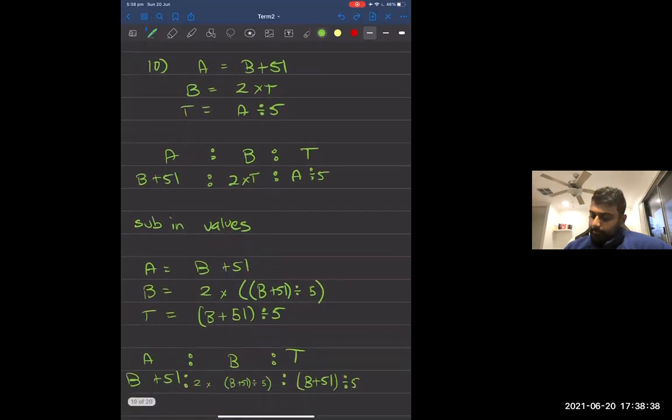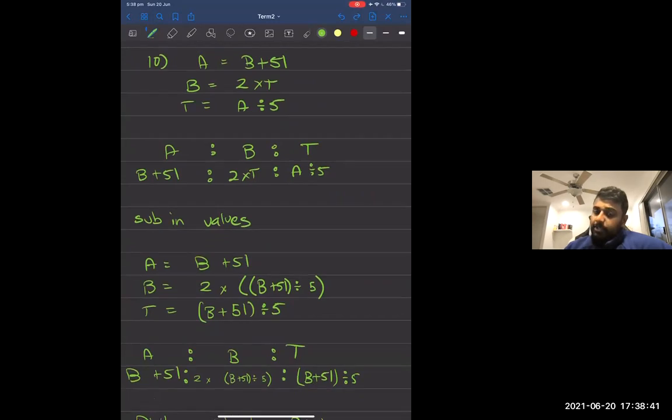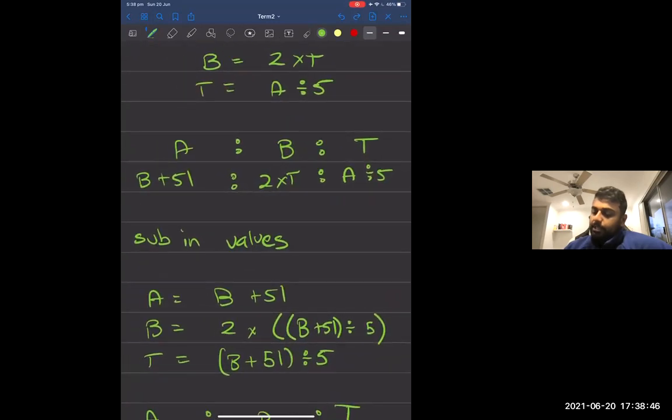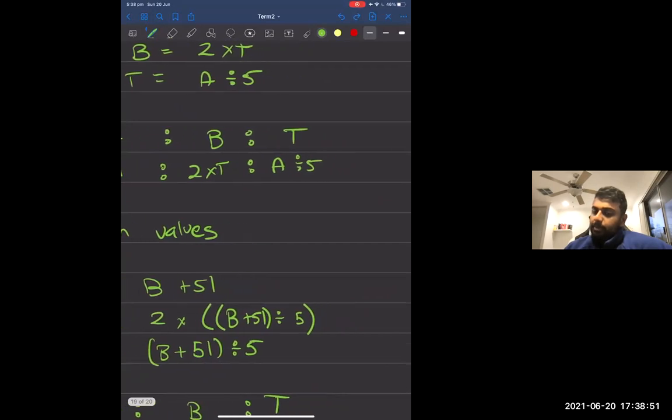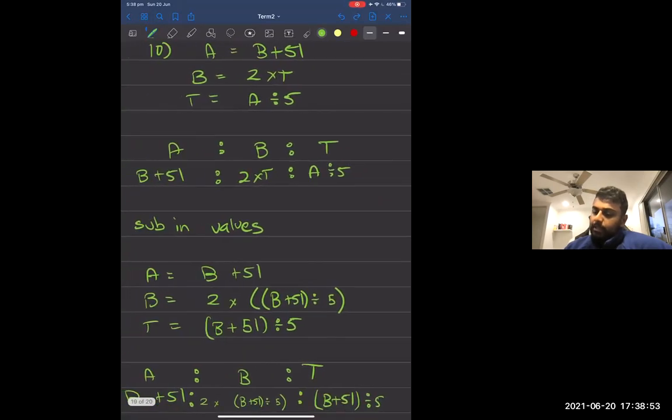Yes. Okay. Then the question says, give it in a ratio of Anushka, Bill, and Tim. So when you write it out, it'll be Anushka is Bill plus 51, Bill is 2 times Tim, and Tim is A divided by 5. Now, when you see this ratio here, is this useful? Can you do anything with that ratio? No, because B, T, and A are all different variables, so you can't compare them.